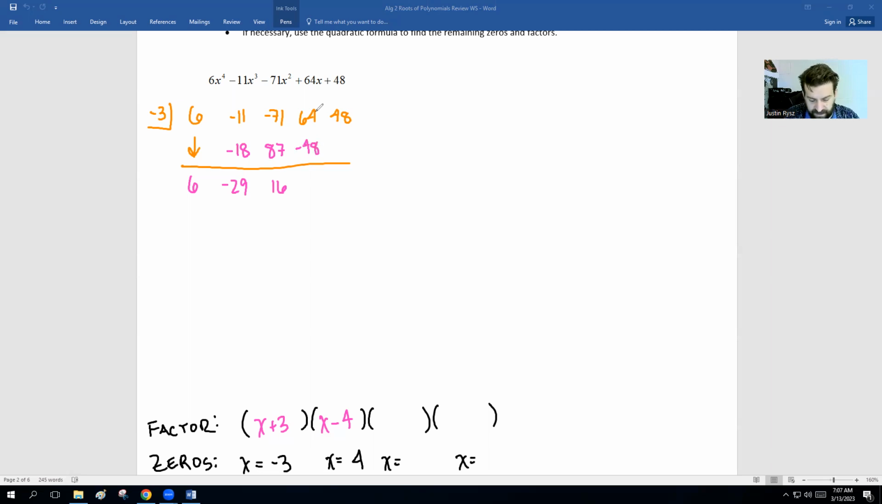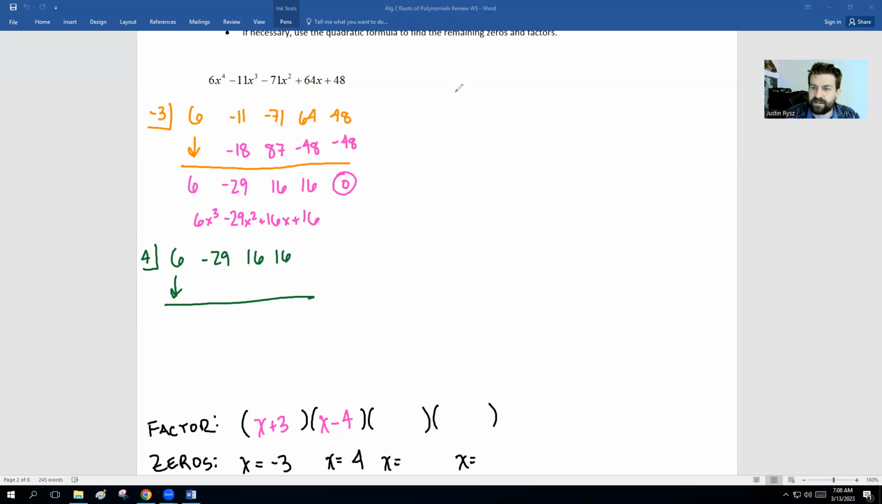All right, if we add 64 to that, we get a 16 again. And 16 times negative 3 is a negative 48. We add 48, we get a 0, which is what we want. So when we divided, we got this to break down to a 6x cubed. Remember, it drops down a power. Minus 29x squared plus 16x plus 16. Well, we're going to want to make that smaller, so we're going to use synthetic division now with the 4 here. The 6, the negative 29, the 16, and the other 16.